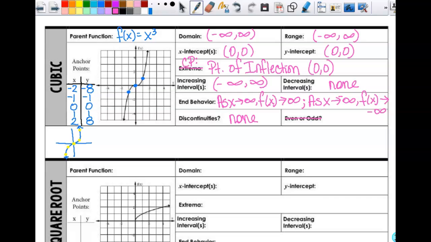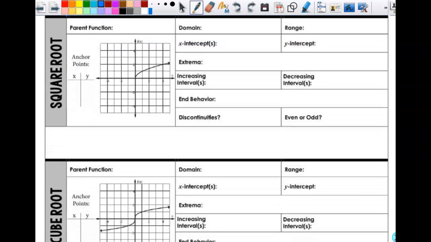All right, so now let's look at the next one, the square root. You're not going to get this one mixed up with the cube root. The cube root is the one that's most likely new to you. So let's look at the square root first. Square root function, f of x equals the square root of x. That's why it's called the square root function.